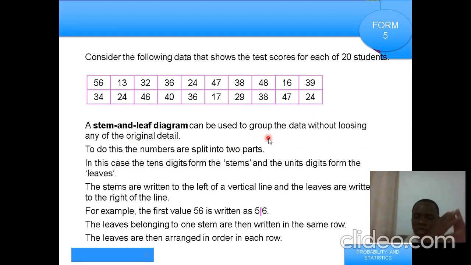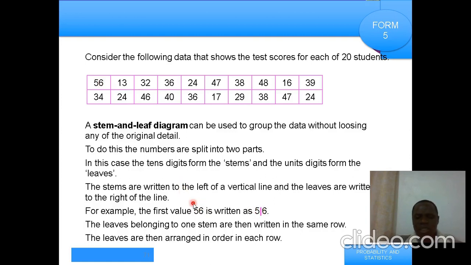So we don't want to group them so that we lose the details. Now remember, when we are doing a stem and leaf diagram, we have a trunk and then we have the branches on the side. So we are going to decide how to show this data. Since they are all two-digit numbers, 5 would be the trunk, 6 would be the branch. So we put a line in between 5 and 6 to say 5 is the trunk, 6 is the number.